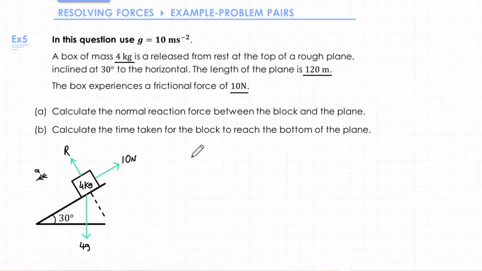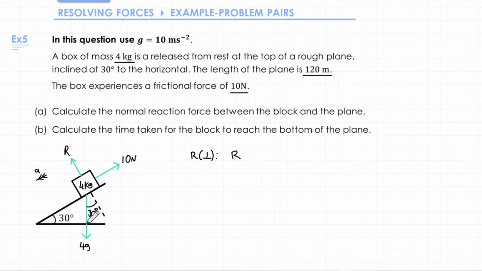To find the normal reaction force, we're going to resolve perpendicular to the slope. So perpendicular to the slope, we have the force R. Going into the slope, we have a component of the weight force. Recall earlier that we said the angle at the bottom of the slope here is always going to be the same as the angle between the weight and the direction that's perpendicular to the slope. So we can add that onto our diagram here.